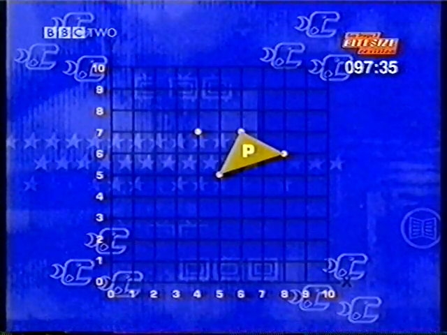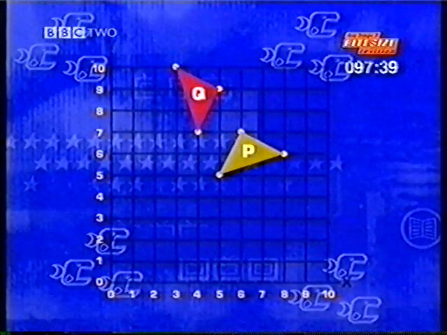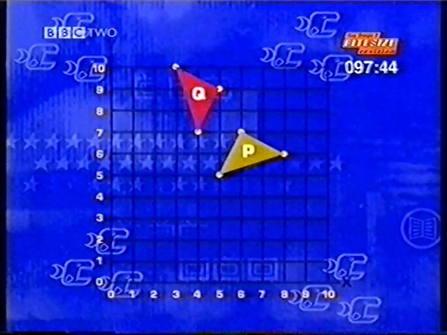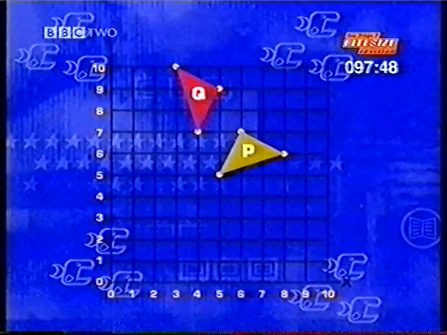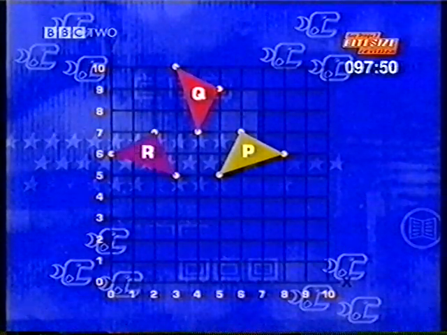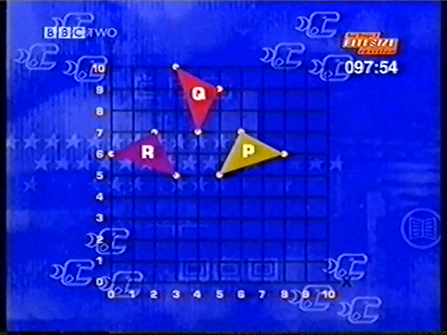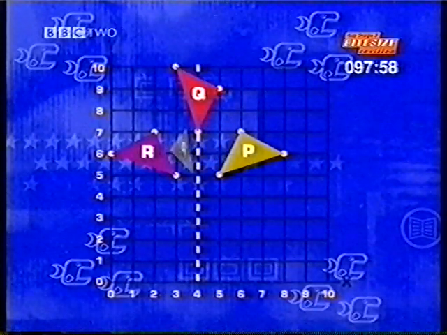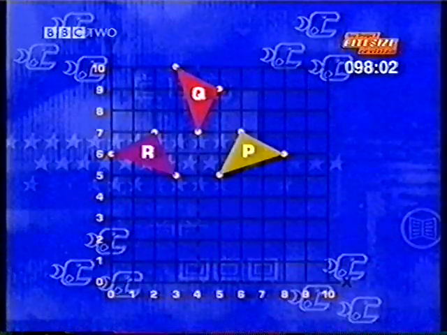Let's begin with triangle Q. It's the same shape and size as triangle P, but it's rotated through 90 degrees clockwise, so triangle Q is not a translation of triangle P. What about triangle R? It too is the same size and shape as triangle P, but it is a reflection of P in the line y equals 4. So triangle R is not a translation of triangle P either.